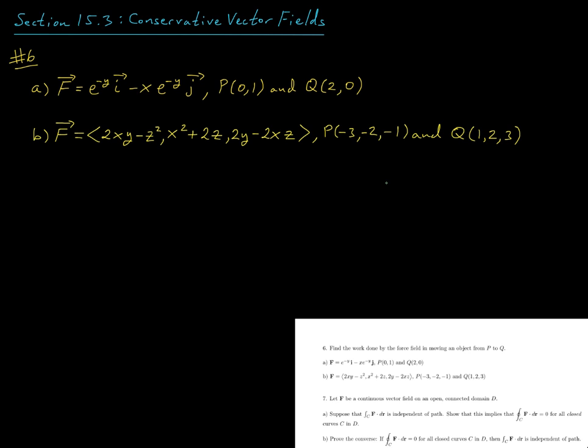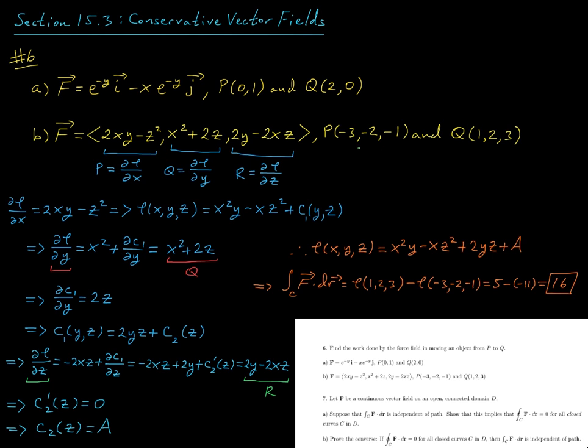The main difference here is that this is a three-dimensional vector field. Okay, so we'll go ahead and start by finding a potential function phi, which will be a little bit messier, but it's really the same idea. So I'm going to label P here, which is the i component of F, as partial phi partial x, and likewise for Q and R.